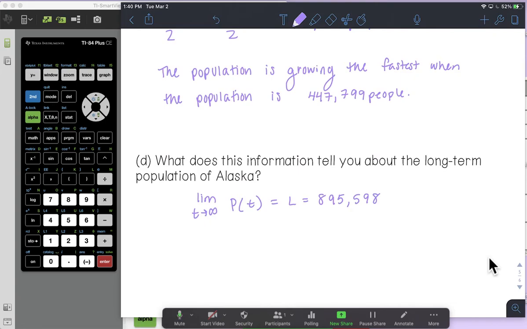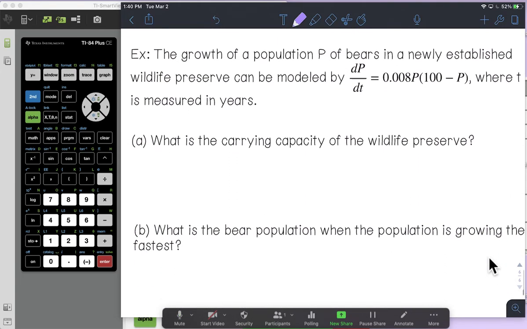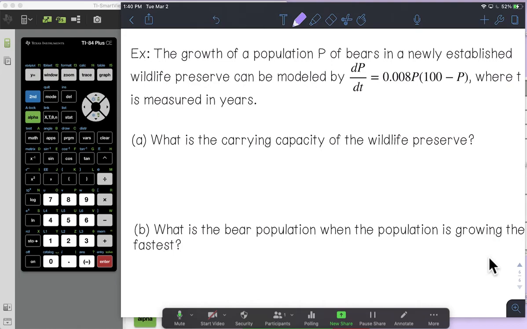So I'm going to do one last quick short example. I want to talk about some bears. The growth of a population P of bears in a newly established wildlife preserve can be modeled by dP/dt equals 0.008 P times 100 minus P. That's a logistic equation right there. That fits the form. So that tells me that my L is 100 and my K is 0.008.